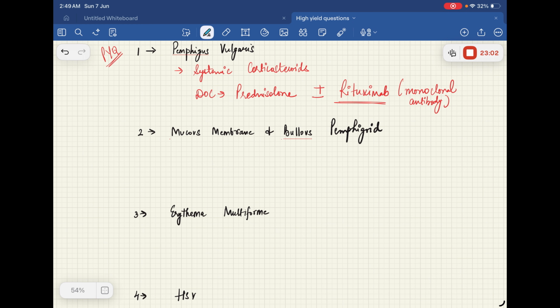Now, for mucous membrane pemphigoid, it is topical plus systemic corticosteroids, and for bullous pemphigoid, it is corticosteroids, again both systemic and topical, plus dapsone. Depends upon the case, varies case to case.